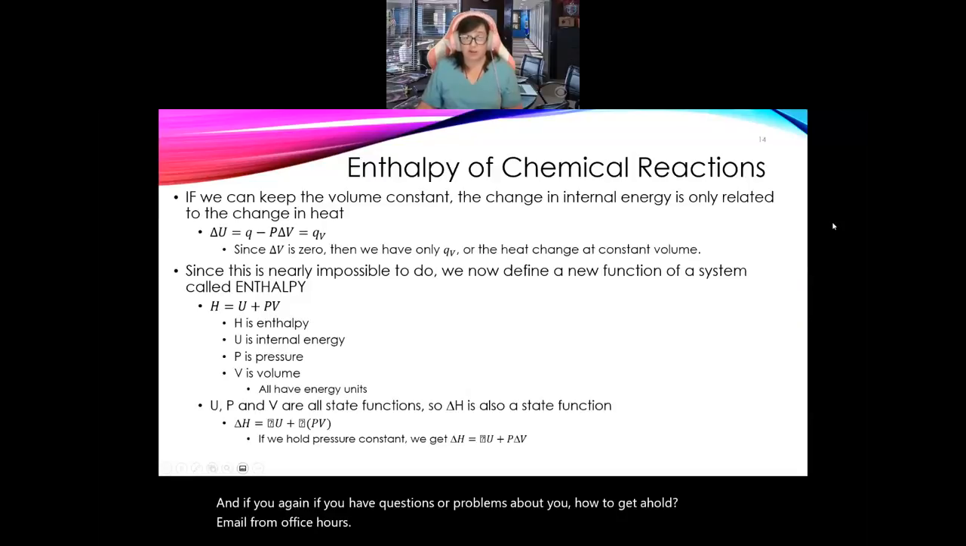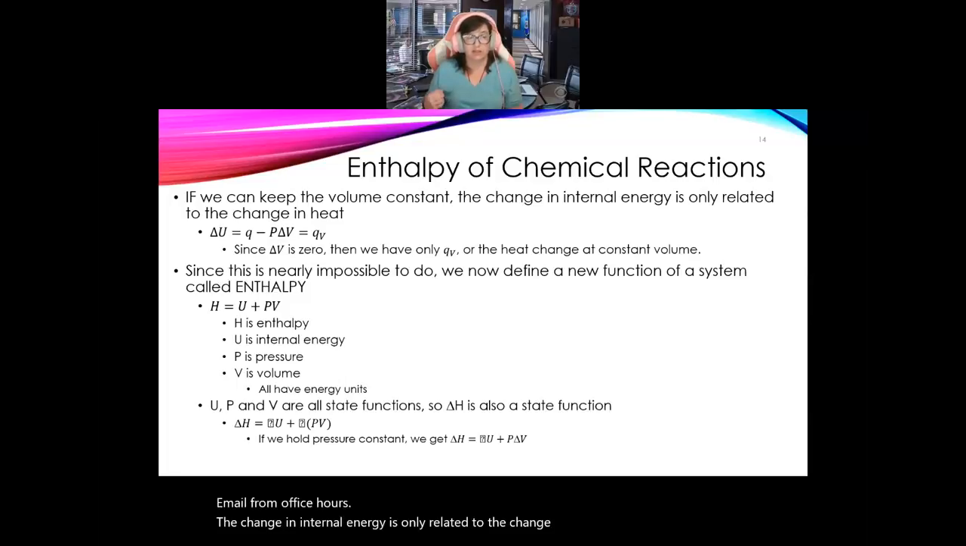We can talk about the enthalpy of chemical reactions. If we keep the volume constant, the change in internal energy is only related to the change in heat. So delta U equals Q minus P delta V. Since delta V, the volume, is constant, we only have Q, or delta U equal to Q_V, the heat change at constant volume.